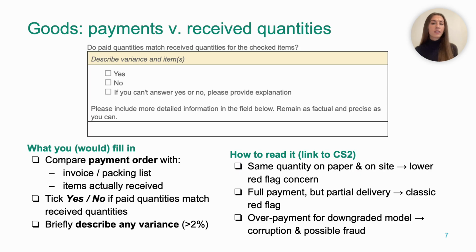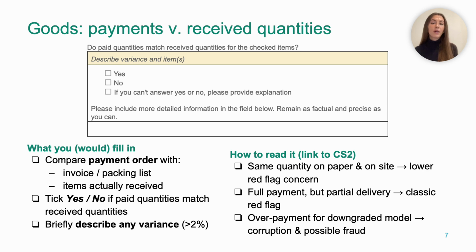Some typical patterns can look like, let's say if everything aligns, 10 laptops ordered, 10 delivered, 10 paid, and you can see the laptops, that's a reassuring result. But if the payment order shows 100% payment and the items you've checked are missing or incomplete, that's a strong corruption 2 red flag. Now, if the payment is for more expensive Model A, but only Model B is installed, we still have a paid too much for a lower specification situation. Again, corruption scheme 2 and potentially even fraud.